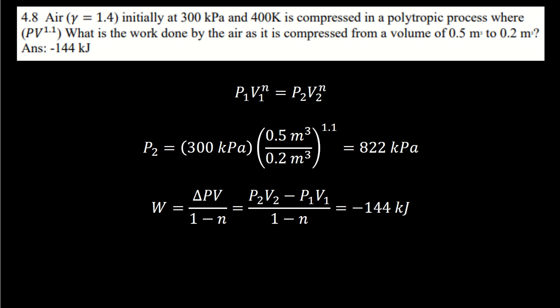Since it's not isentropic, we need to use that 1.1 instead of the 1.4. And plugging into our work equation, we get negative 144 kilojoules of work performed by the air, or 144 kilojoules performed on the air itself.